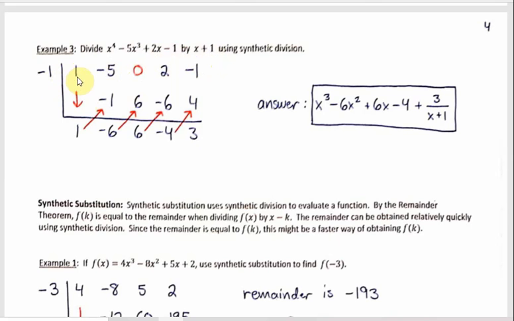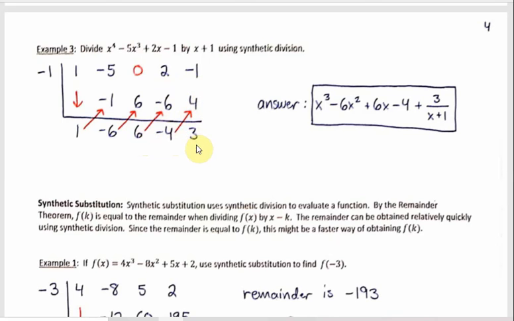So bring the 1 down. Then negative 1 times 1 is negative 1. Add down the column, you get negative 6. Negative 6 times negative 1 is positive 6. You add down the column here, you get positive 6. 6 times negative 1 is negative 6. You add down the column, you get negative 4. Negative 4 times negative 1 is positive 4. You add down the column, you get 3.